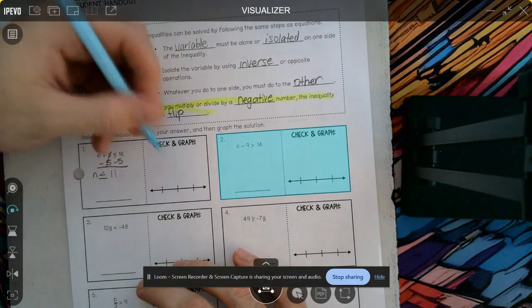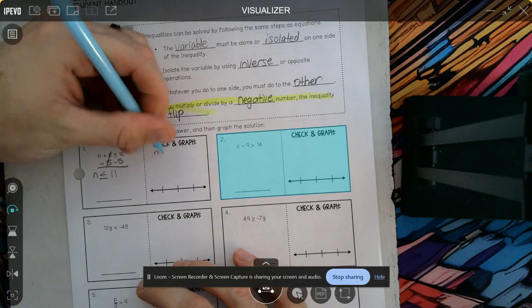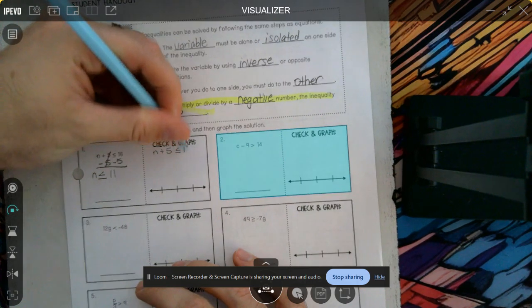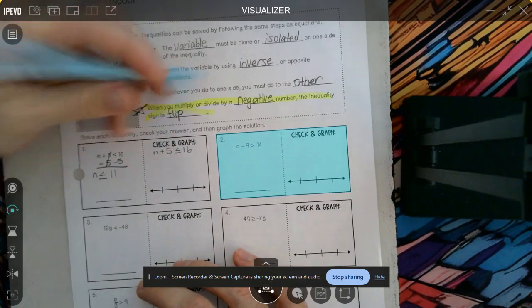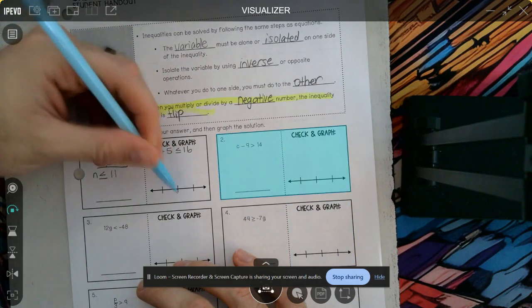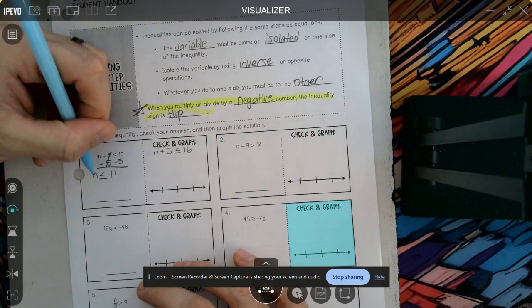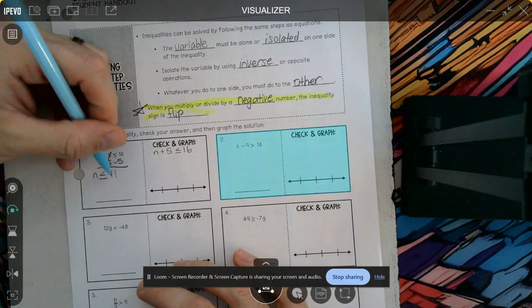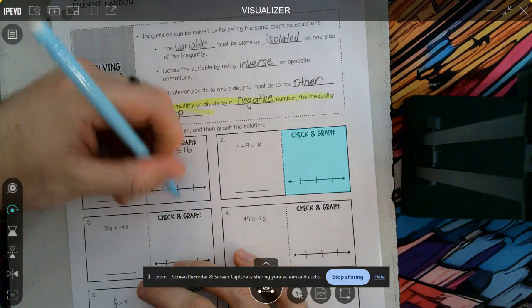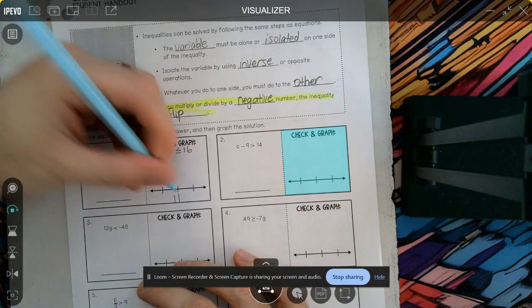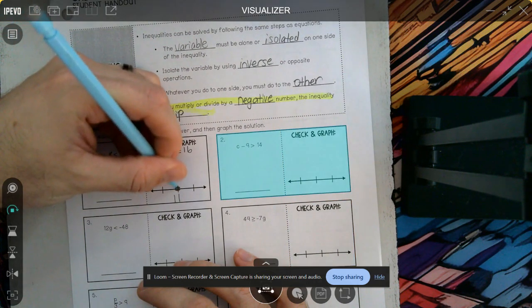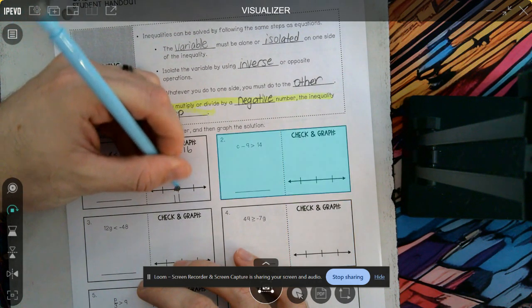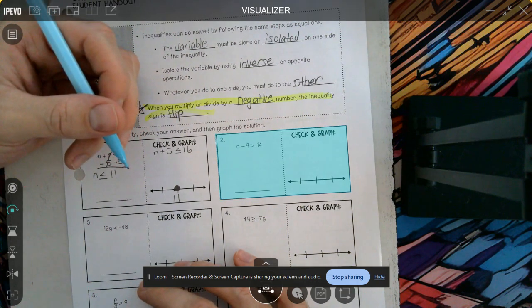So now when we check it, we need to rewrite our original inequality. And then now, let's graph it. Before we finish checking, let's graph our answer. So this is n is less than or equal to 11. I'm going to write my answer 11 in the middle of my graph. It's a closed circle because it's or equal to. 11 is a solution, so that should be closed in.